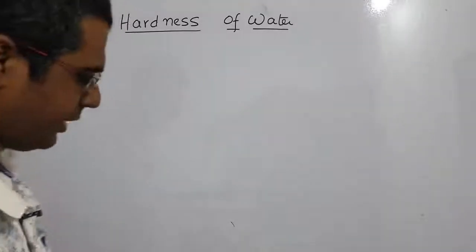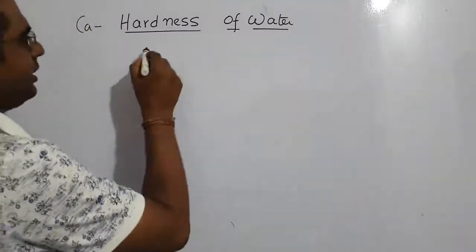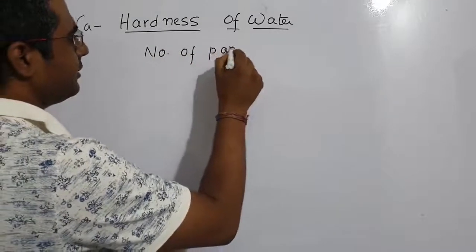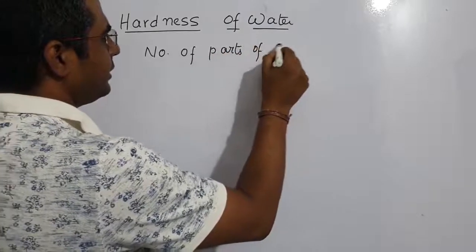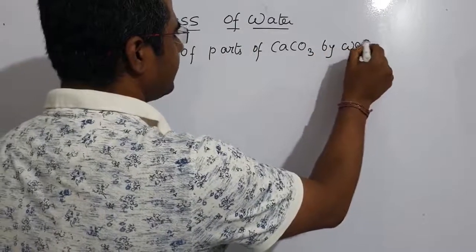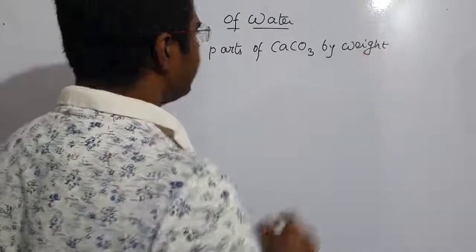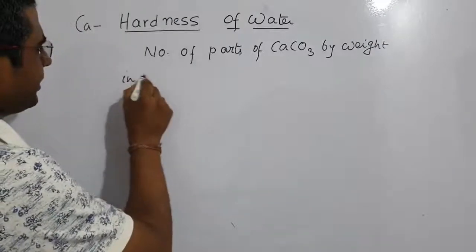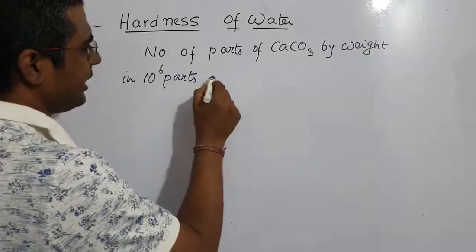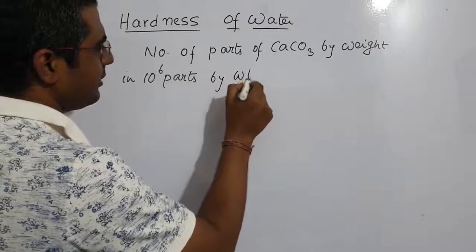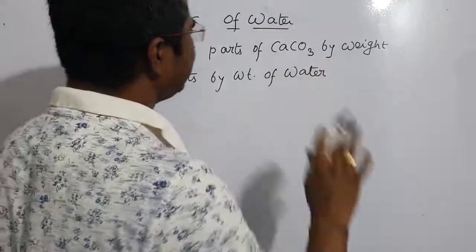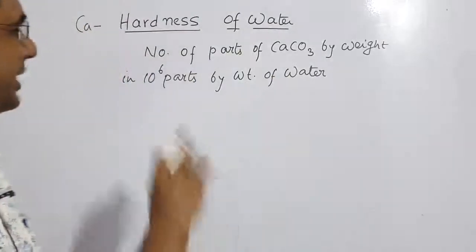What is this hardness of water? Number of parts, I'll just write the definition. Number of parts of CaCO3 by weight, okay, in 10 to the power 6 parts by weight of water. Okay? So this is basically hardness of water. So this is just the definition.